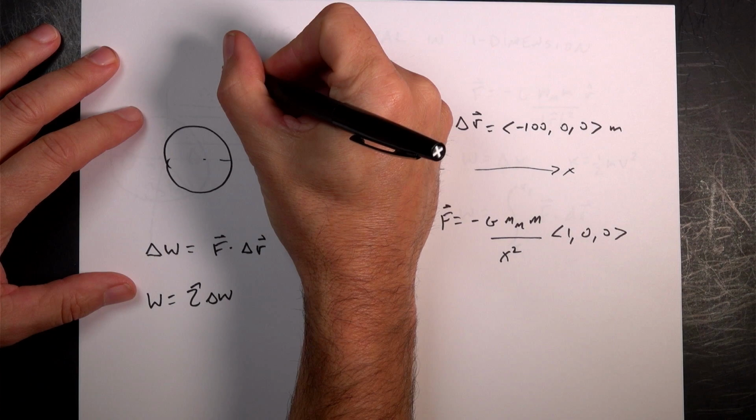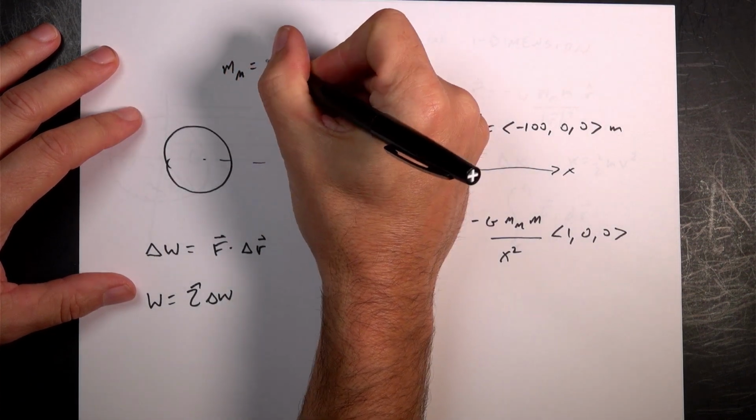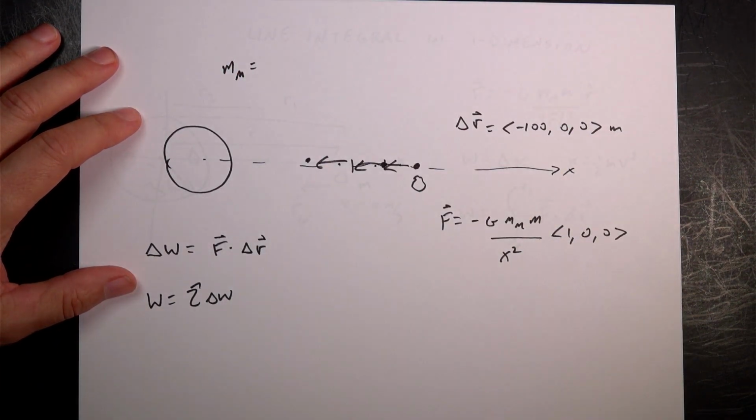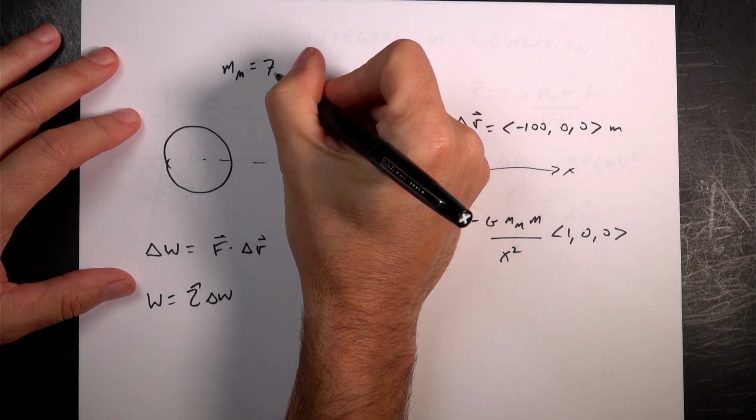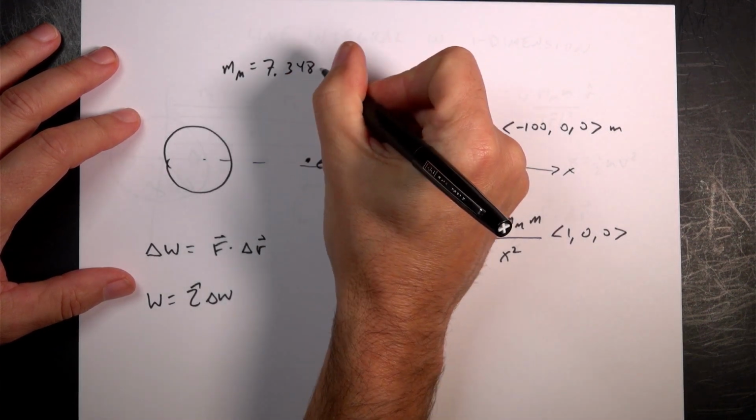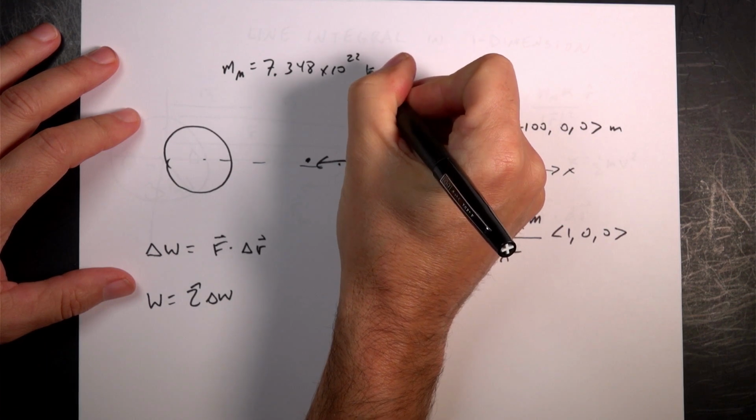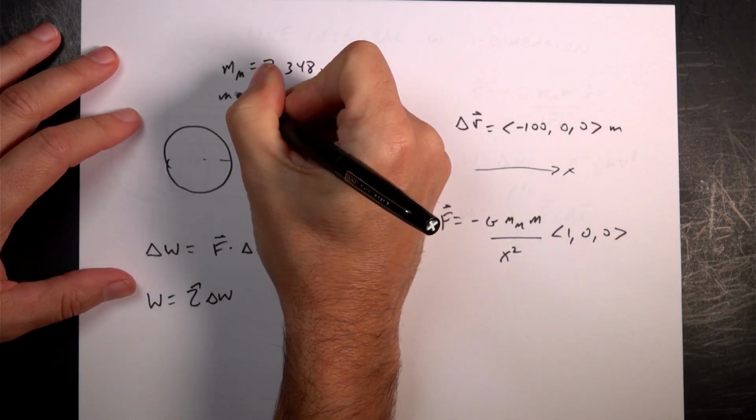Okay, so let's just write down some stuff here and then put it in Python. Mass of the moon. I'm using the moon because I don't have to worry about the air. Okay, the moon has no air. 7.348 times 10 to the 22 kilograms. M of the thing is 1.